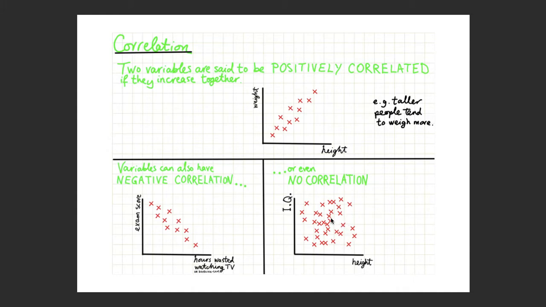Or it could be no correlation at all. So height versus IQ, intelligence quotient. There's no reason to assume that tall people or short people are particularly cleverer or not so clever. Anyway, if you haven't got that in your notes yet, pause the screen and get it.